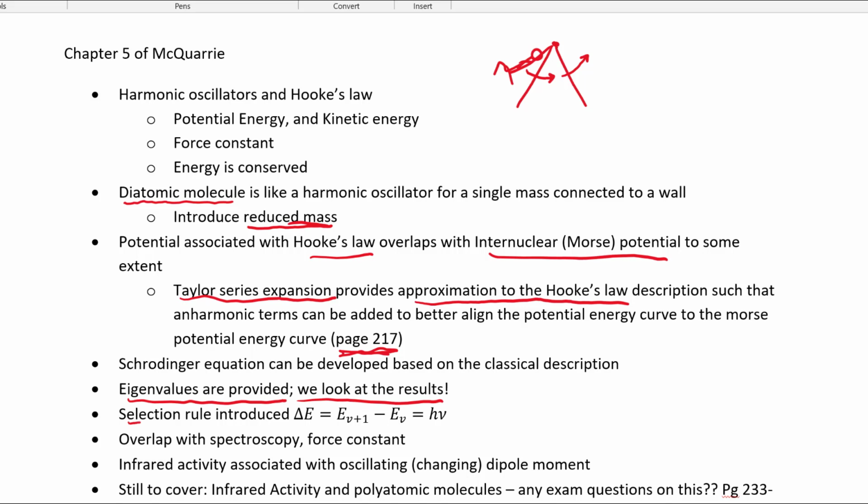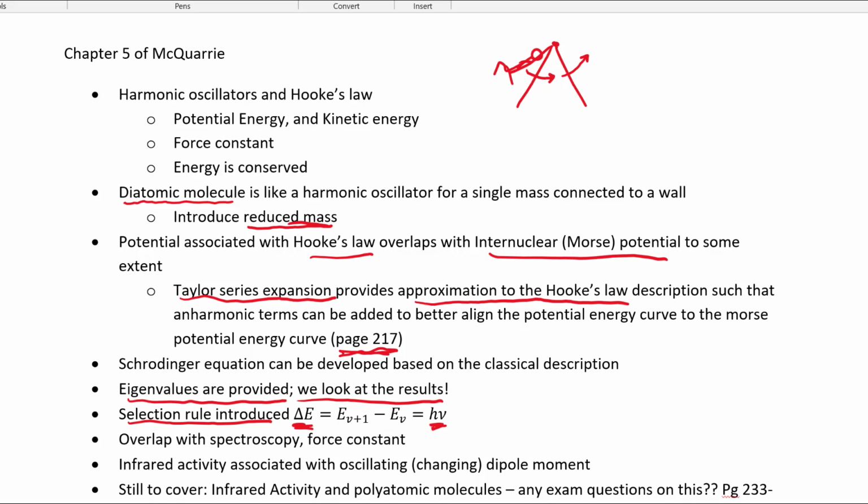We introduce the idea of a selection rule, so we start to plant some seeds about selection rules, and we're told that the change in energy, which is equal to the photon energy in spectroscopy, is equal to the energy of a vibrational state that's higher by one quantum number than the state below it, right? So if we want to add a photon to the system, if the system absorbs that photon, we're going from a quantum number of, let's say, 0 up to a quantum number of 1.